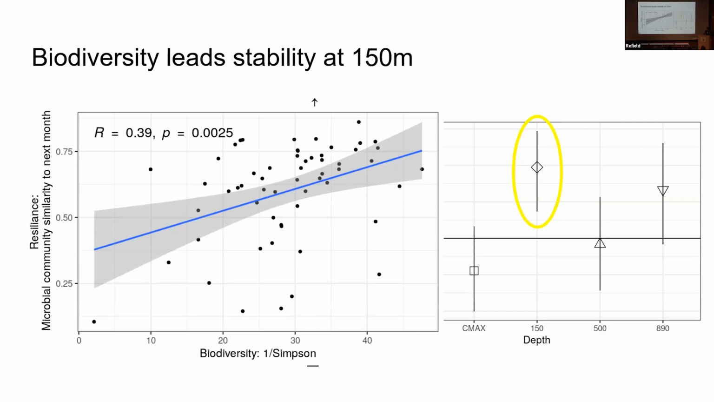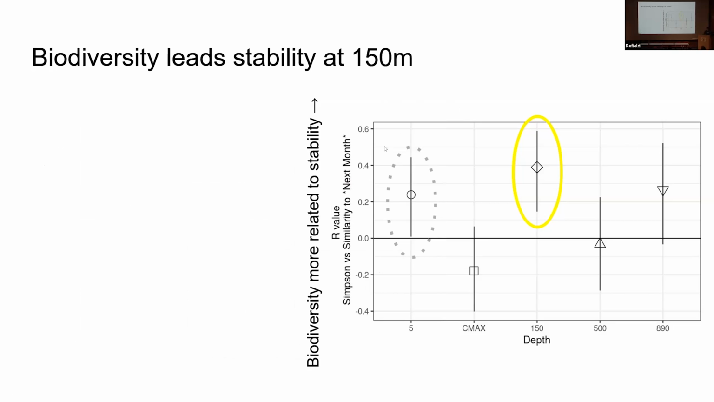So on this chart, on our x-axis, we've got biodiversity, with more biodiverse over here. On the y-axis, we have, in this case, resilience, stability in microbial community structure. So biodiverse communities at 150 meters tend to be more stable. We see something similar at 5 meters, although it's statistically significant but less strong. That previous figure is there for context.